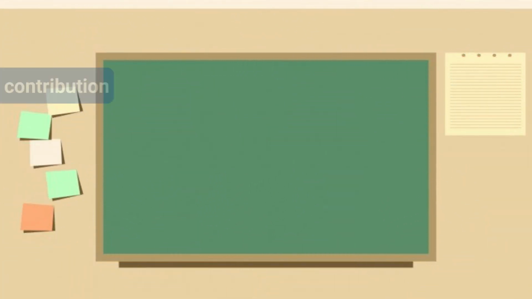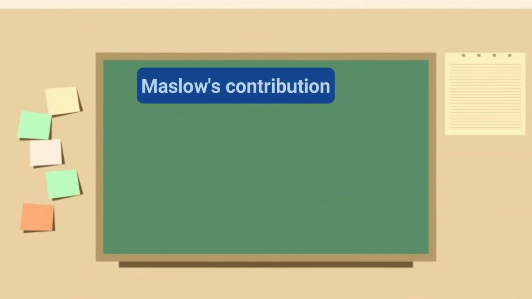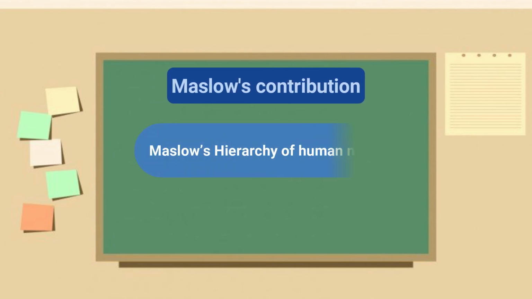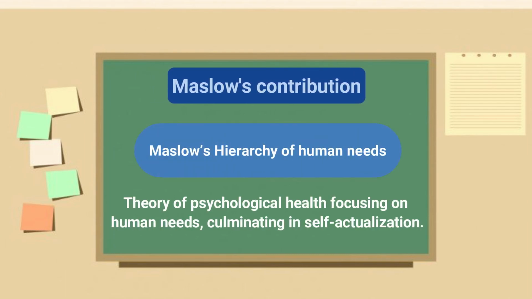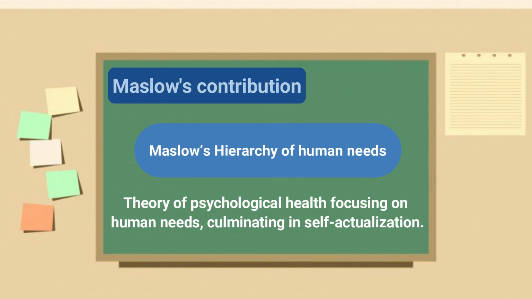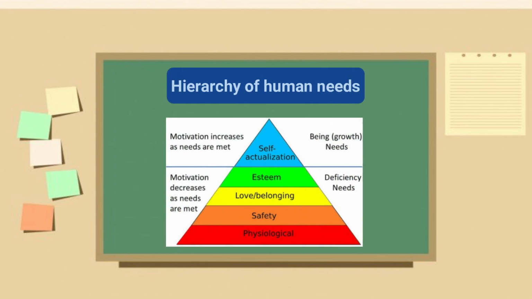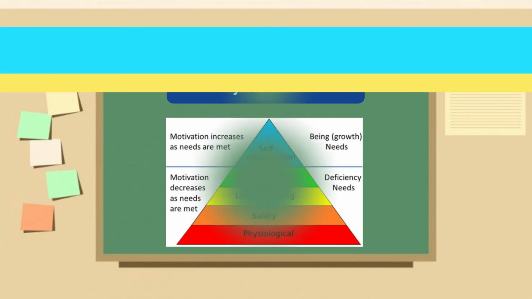Then we have the American psychologist Abraham Maslow, most well known for Maslow's hierarchy of human needs, a theory of psychological health focusing on human needs culminating in self-actualization. As we can see, this hierarchy is separated into two kinds of needs, deficiency needs and being needs. It is important to note that satisfying needs means that you can reach the next stage.